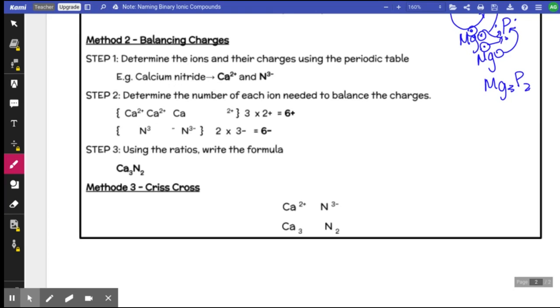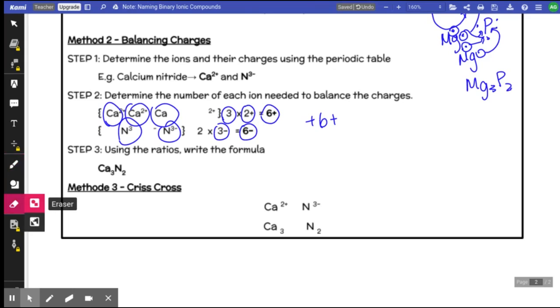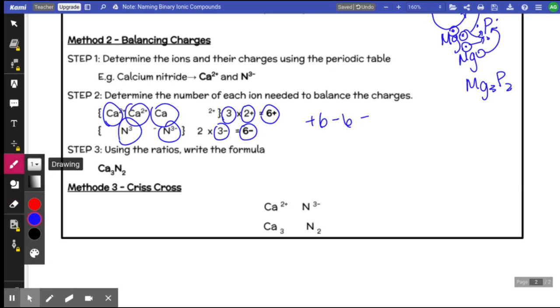So I need 3, 2+, that'll give me 6+. And I need 2, 3-, that'll give me 6-, which gives me +6 - 6, that's 0. Okay, that's what's happening here. So I have 3 of these guys times 2+ gives me 6+. 2 of these guys times 3- gives me 6-. +6 - 6 gives me 0.